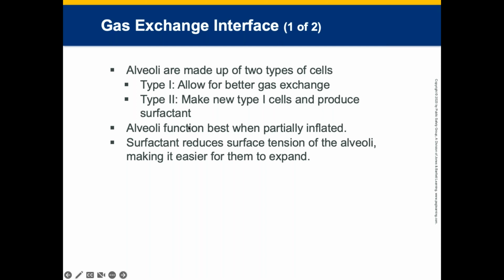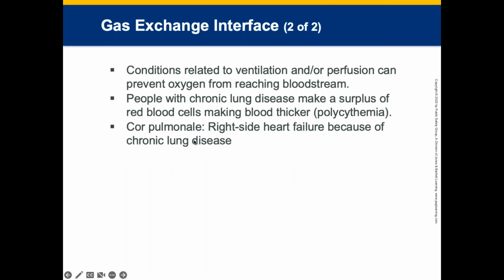And I can almost guarantee you're going to see that on a national exam. So make sure you understand the word atelectasis is alveolar collapse, which can happen from the lack of surfactant. And therefore, collapsing will make it so you can't have proper gas exchange, therefore causes difficulty breathing. Right. So other conditions related to ventilation perfusion can prevent oxygen from reaching the bloodstream.